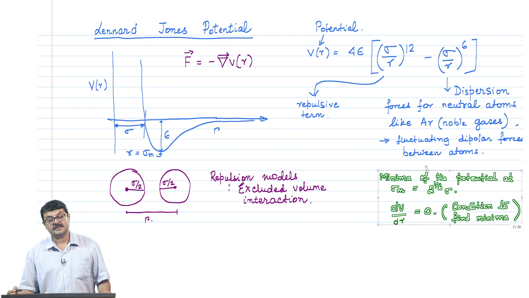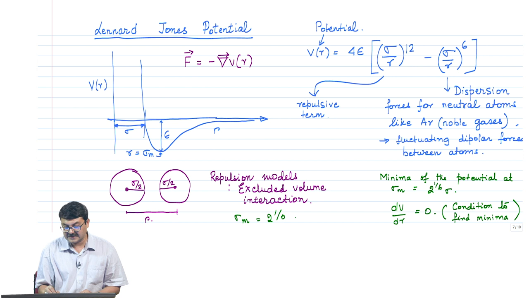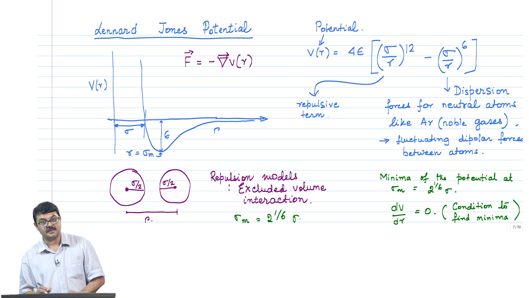How do you calculate the maxima or minima of a certain function? Here the function being V of r, you take dV/dr equal to 0, and then solve for the value of r at which it is a minimum. dV/dr equal to 0 is the condition of a maxima or minima, and later you can check that it is a minimum. So, the value of sigma m comes out to be 2 to the power 1 by 6 times sigma, sigma being the diameter of a particle, or sigma by 2 is the radius of a particle.